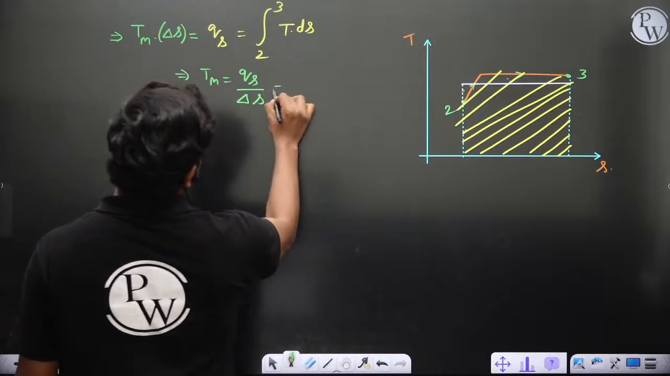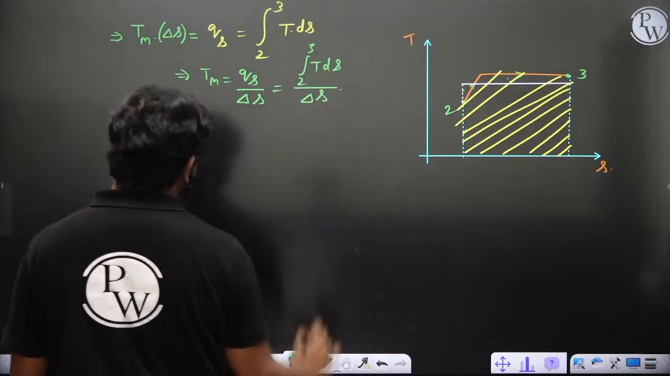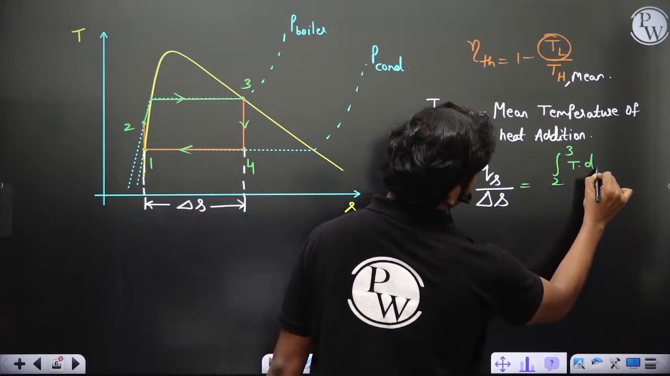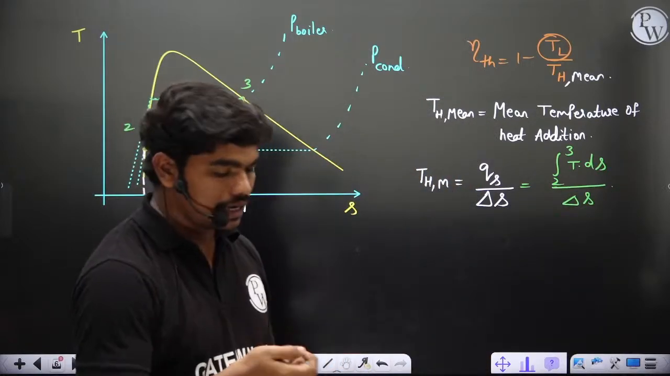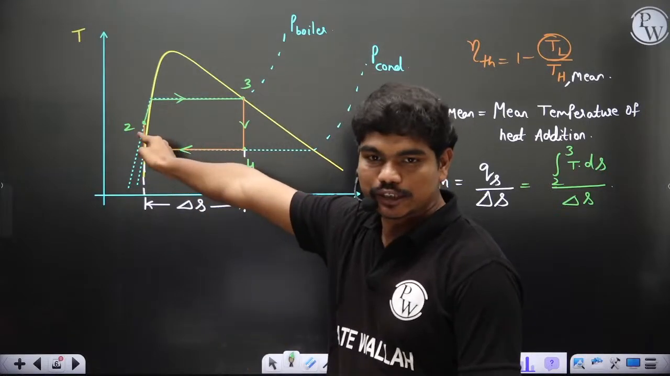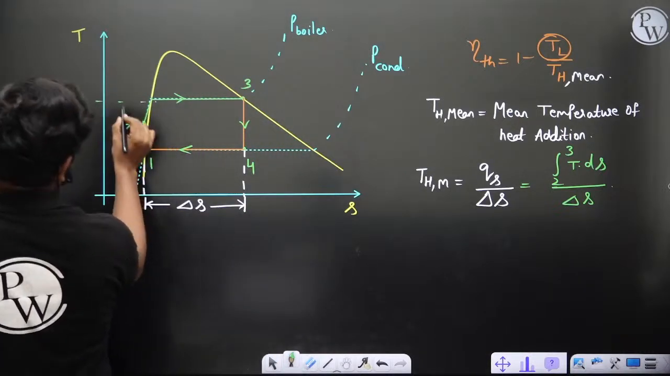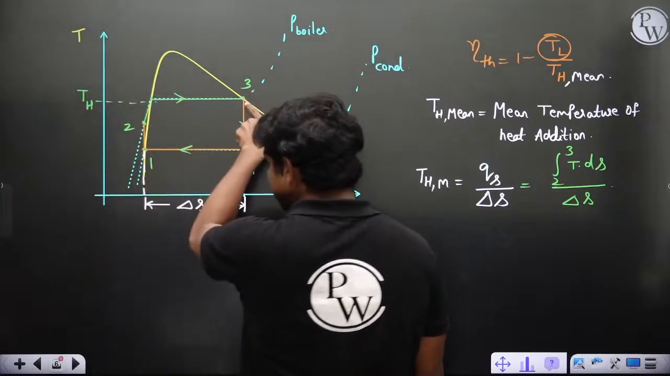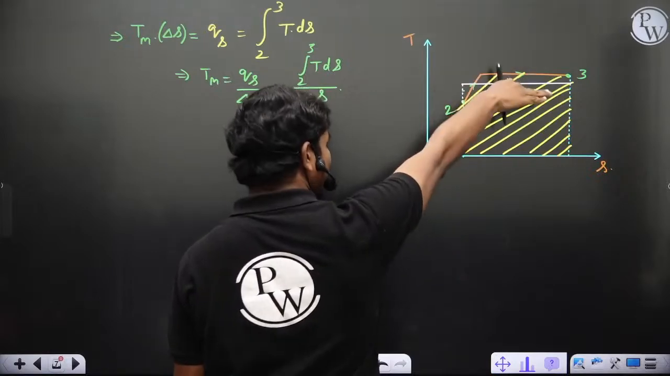So this is Qs. So this is actually integral 2 to 3 TdS divided by delta S. This is how you actually calculate this T mean. So this is mean temperature of heat addition. Now try to understand one thing here. Instead of doing this process, because in this process THM will be definitely less than this temperature, yes or no? Let's say if this temperature is TH, clearly in this process 2 to 3 THM will be definitely less than TH, correct? Because this white line has to lie below that orange line.